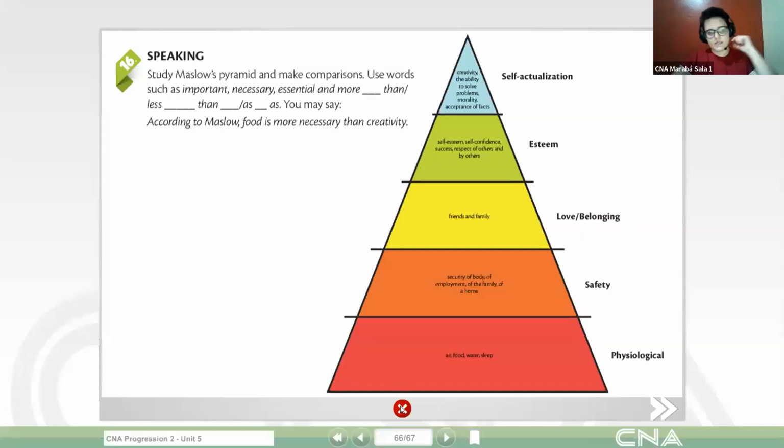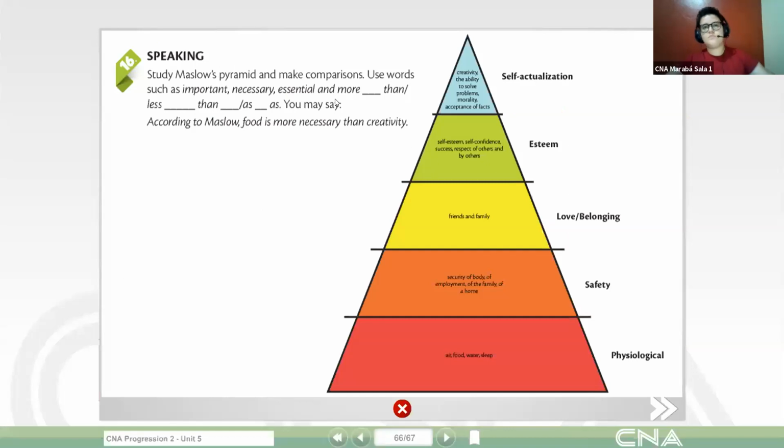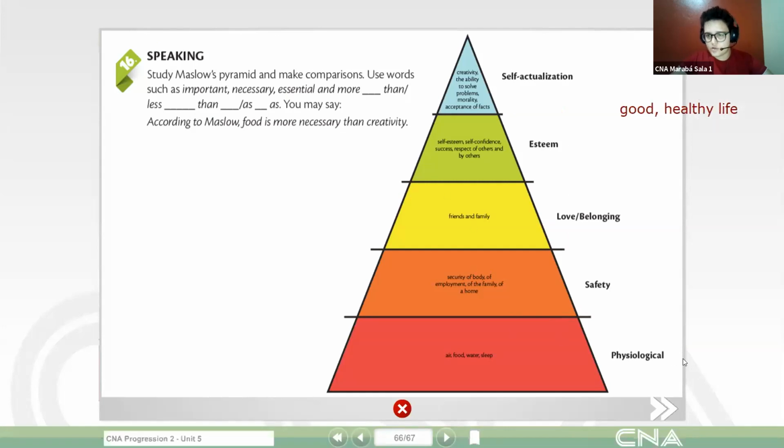On page 66 in your books, we have a pyramid known as Maslow's pyramid. This pyramid is about a study this guy made about what he believes is necessary for someone to have a good, healthy life. So everything someone needs to be good and healthy, to be happy, basically. And he put it in a pyramid. At the base of the pyramid, the most important part, we have air, food, water, and sleep as a physiological necessity.